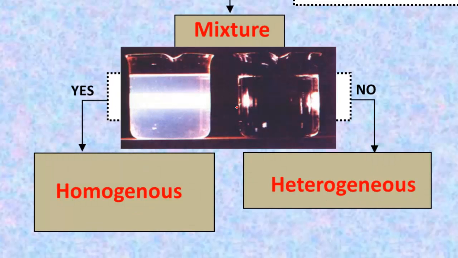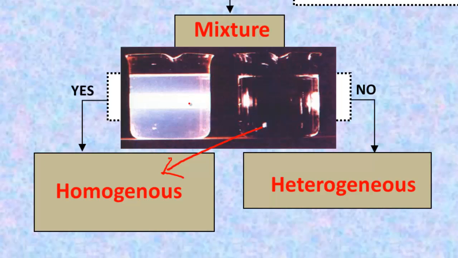Now let's get an example right here. This is called the Tyndall effect, and there's a flashlight over here, and we're shining that flashlight through these two beakers of substances. Now, if you notice on this beaker on the right, you can't see the light in between. That would be a homogeneous mixture because you cannot distinguish it. So that would go right down here.